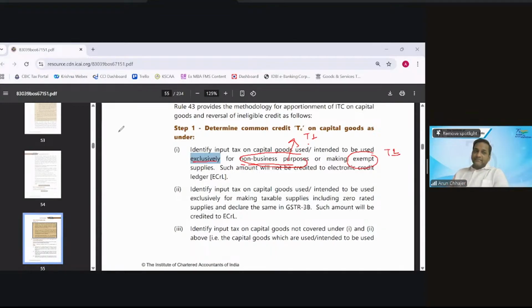What was T3? Absolutely correct. T3 is the blocked credit under section 17(5).